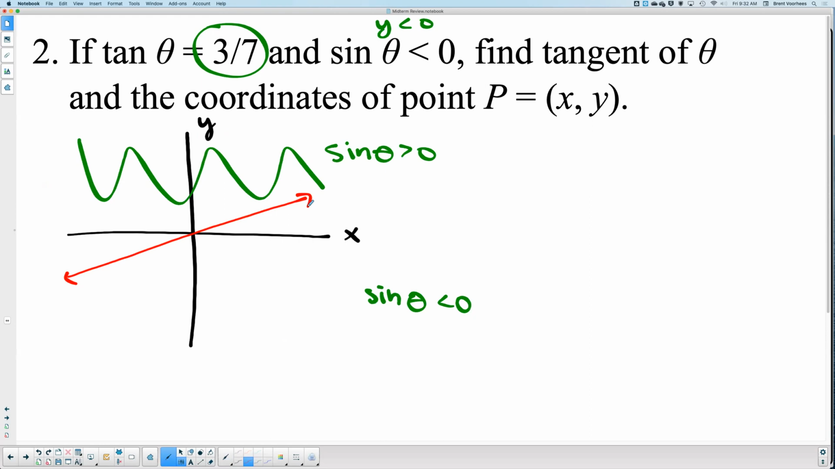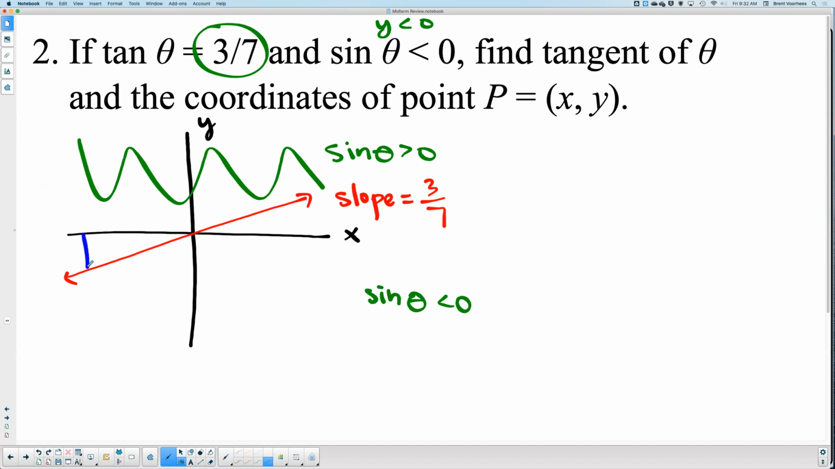That right there has a slope of 3 divided by 7. Up 3/7. Makes sense how we've gone so far? Our answer has to be in quadrant 3. Has to be quadrant 3. So just like last problem, I'm going to draw a triangle.